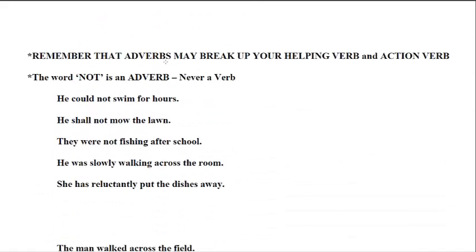Remember that adverbs may break up your helping verb and the action verb, okay? You have these adverbs that are sometimes going to be sitting right in the middle of your verb phrase. It won't be part of your verb phrase, but sometimes you're just going to have to pay attention to when adverbs will break those two things up. And if you remember that not is an adverb, that will also help.